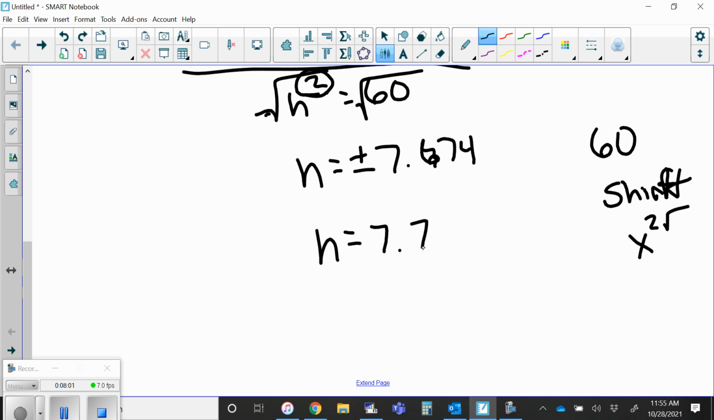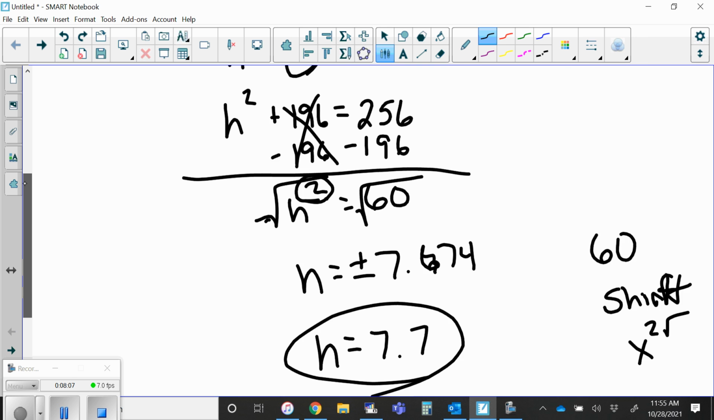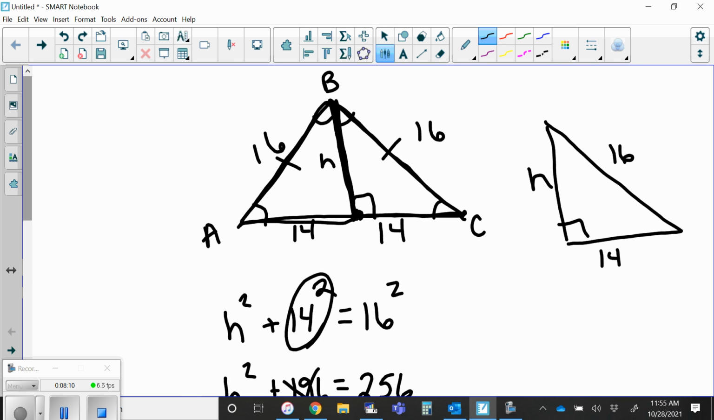Why did I get rid of the negative? How come I'm not going to keep the positive or negative anymore? Because it's distance. It's distance, and when we talk about distance, we're only going to refer to the positive.